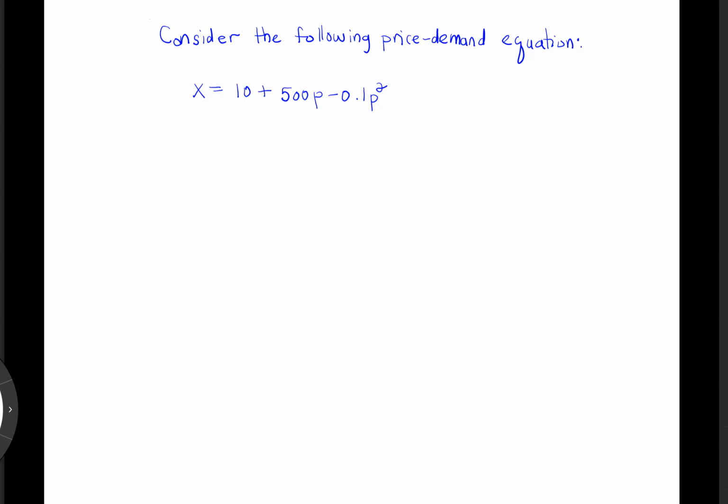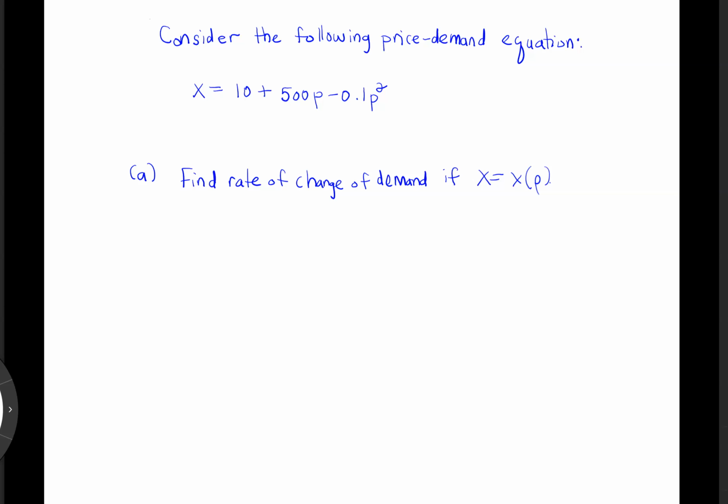So what I've done here is I've created a price demand equation. X is demand, P is price. We're going to use this equation over and over and over again, but you're going to find the derivative based on different given information. That given information is going to change the context of the problem, and it's going to change what type of derivative you're taking. So let's just take a look.